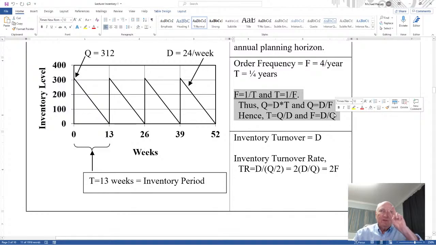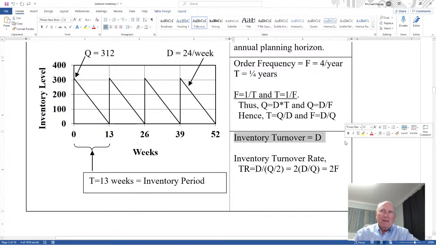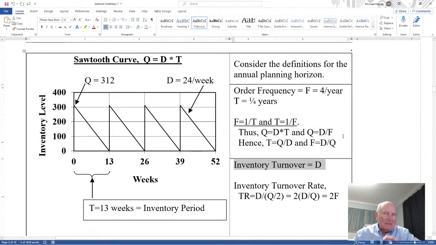That's one thing. The second thing, turnover. Inventory turnover technically is defined as how many items come into your inventory and then go out of your inventory. So in this first quarter, 312 came in, then over one quarter, 312 went out of my inventory. So the turnover in this first quarter is 312. So my inventory turnover in one quarter is 312. That's how much came in and went out.